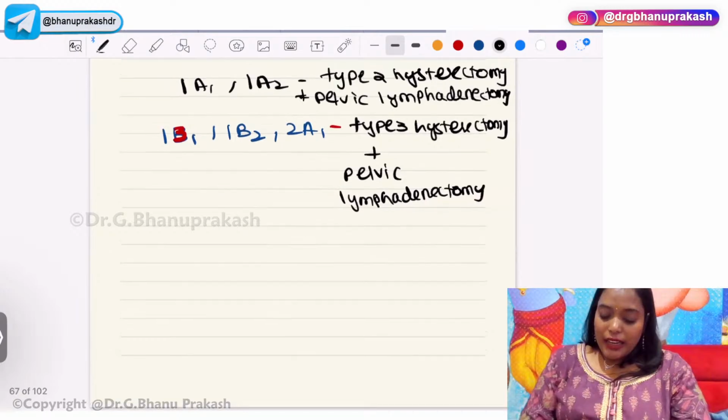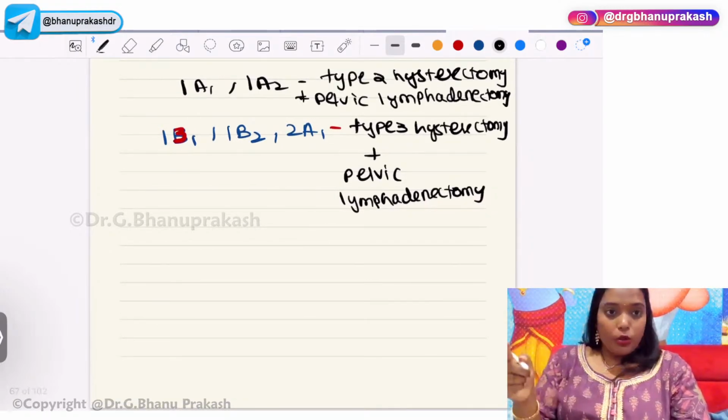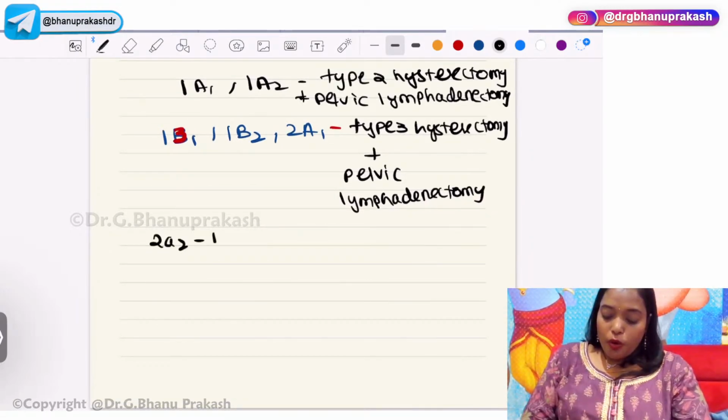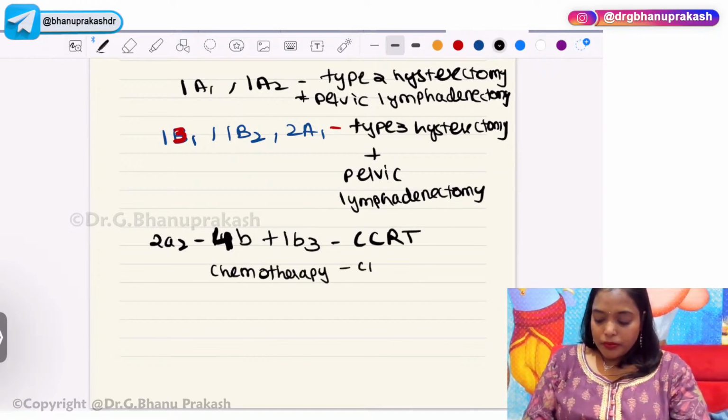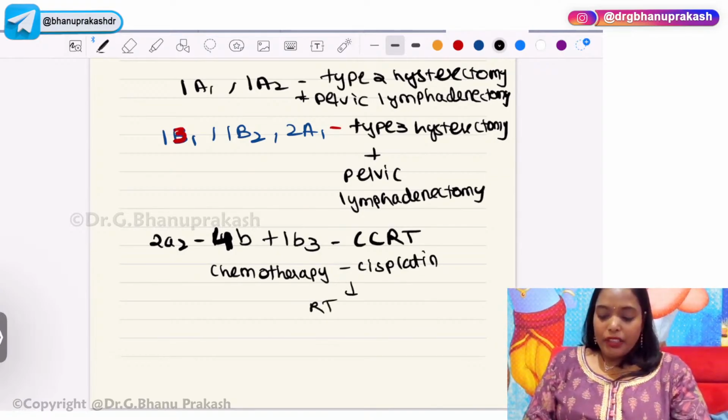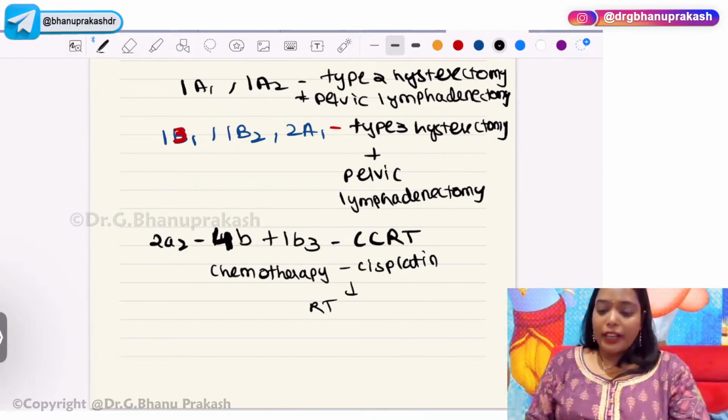For the rest of the stages, that is, I told 1A1 to 2A1, no? So 2A2 to 4B plus 1B3, you will do concurrent chemoradiotherapy. First, you will give chemotherapy with cisplatin, followed by radiotherapy. Okay?